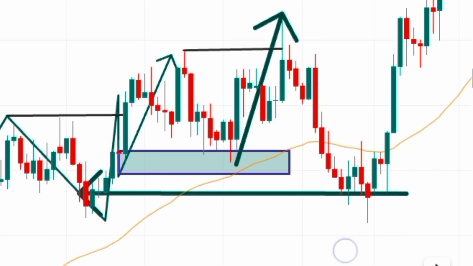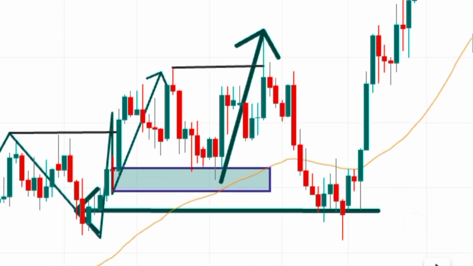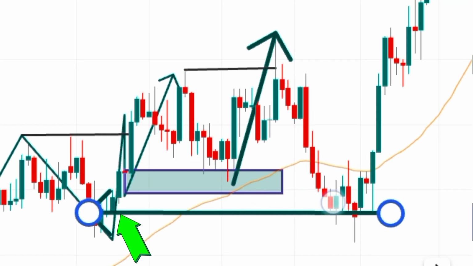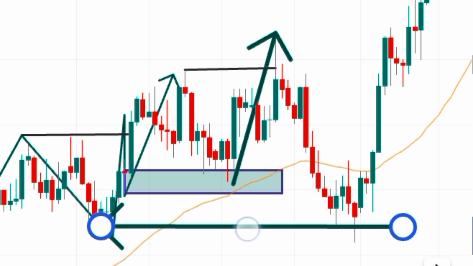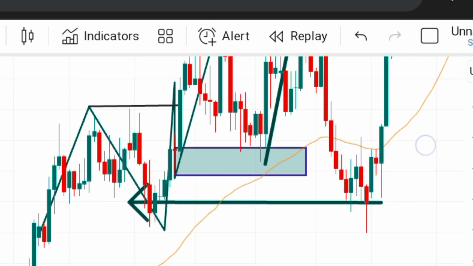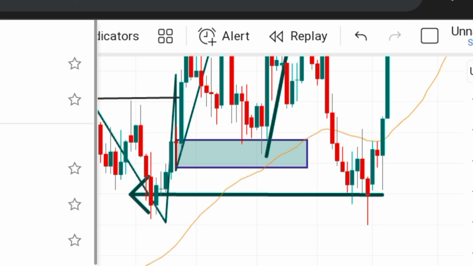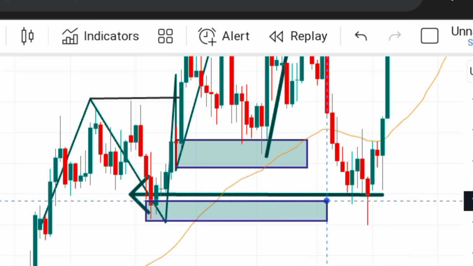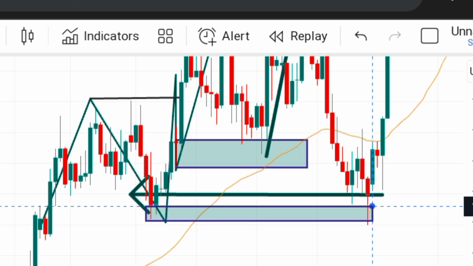On that low, you are to mark your 5 minutes chart that is in that low. So once the market comes into this low, you are to move to your 5 minutes. You move down to your 5 minutes, you mark the last OB on your 5 minutes. That will be your entry.